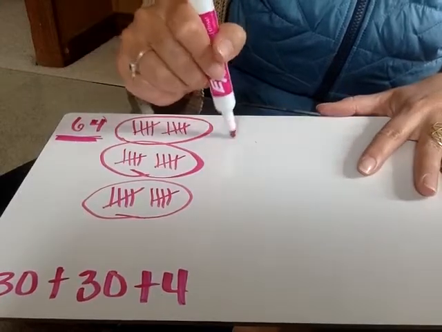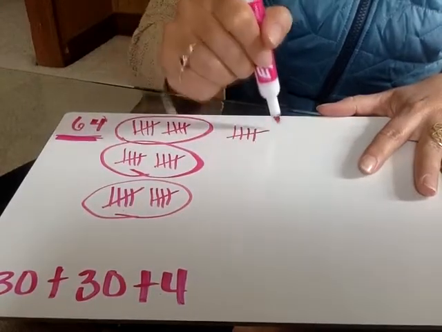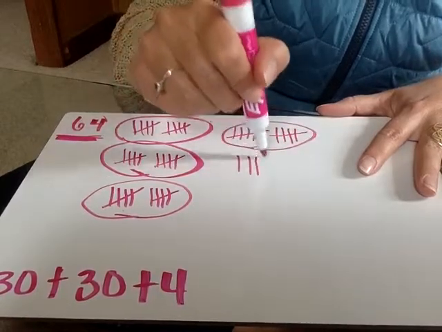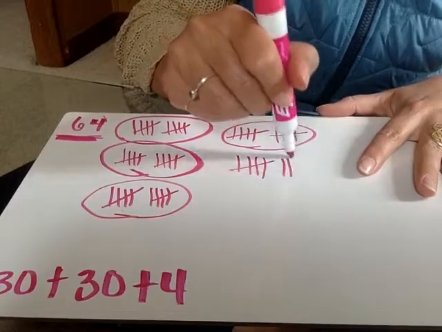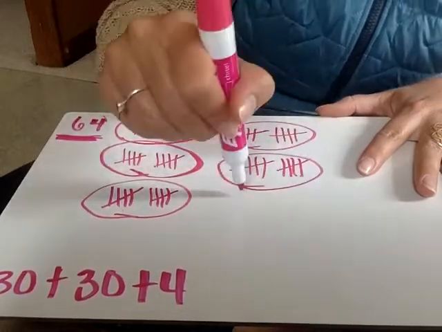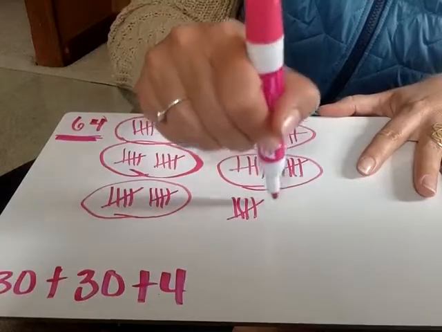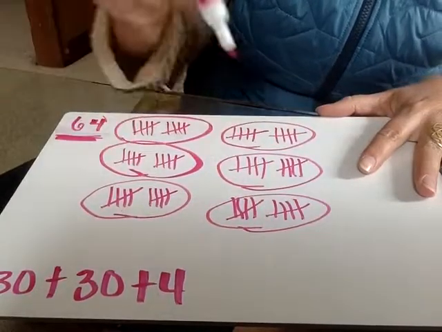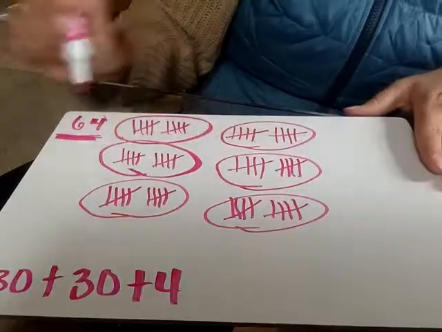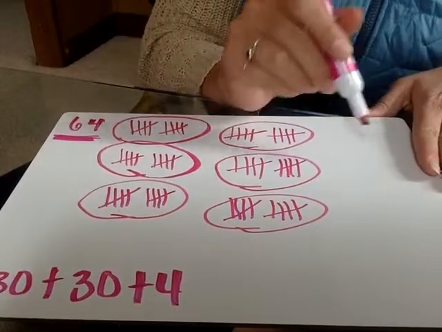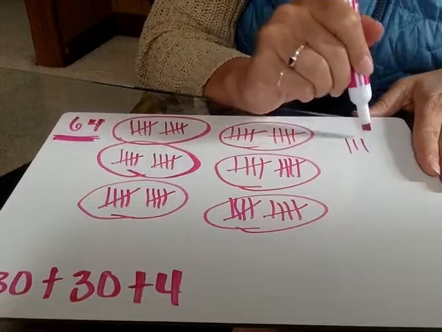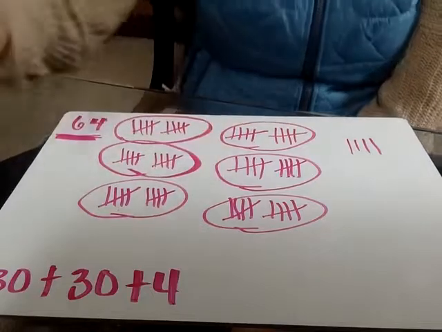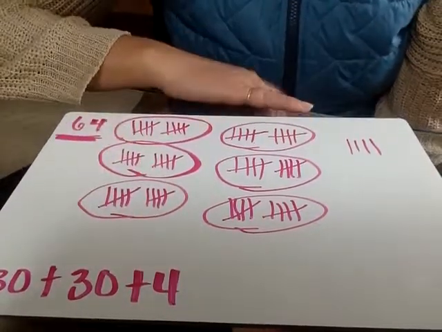All right, here we go. 1, 2, 3, 4, 5. Let's keep making groups of 5. 10, 20, 30, 40, 50, 60. And then how many more do we need? 4 more. 1, 2, 3, 4. There we go. 64. And this picture actually shows this equation perfectly.